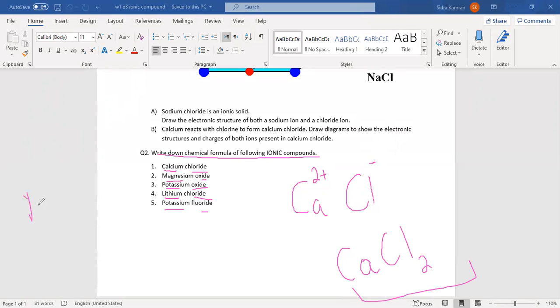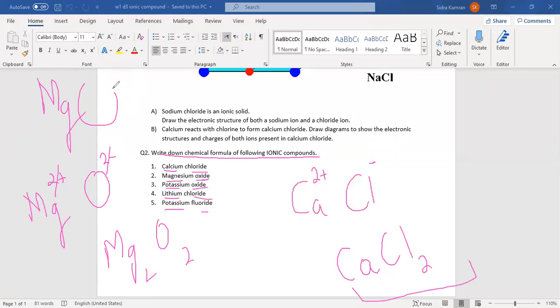Next is magnesium oxide. Oxide represents oxygen. Magnesium has 2 plus valency because it belongs to group 2, and oxygen has 2 minus valency. So there is no need to write any number here, because if I write it like Mg2O2, this does not look good, because these will be cancelled out, and magnesium oxide is a compound.